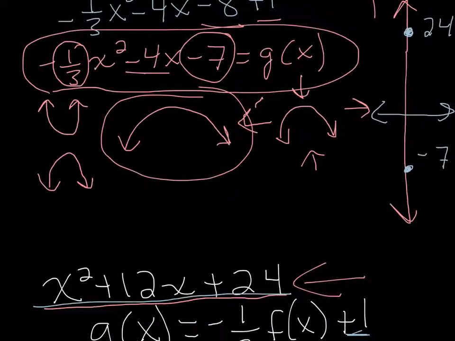So from positive 24 down to negative 7, that's a difference of 31. So my whole function moved down 31 units, whatever units they say.